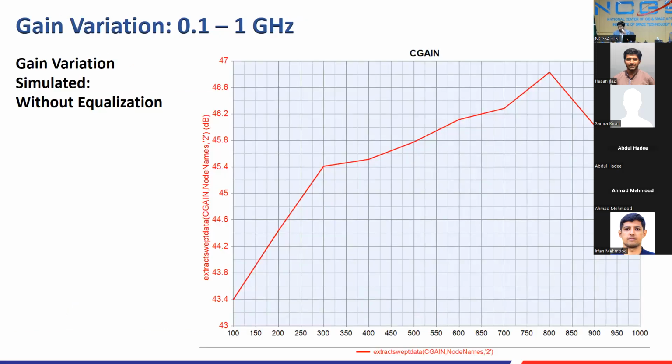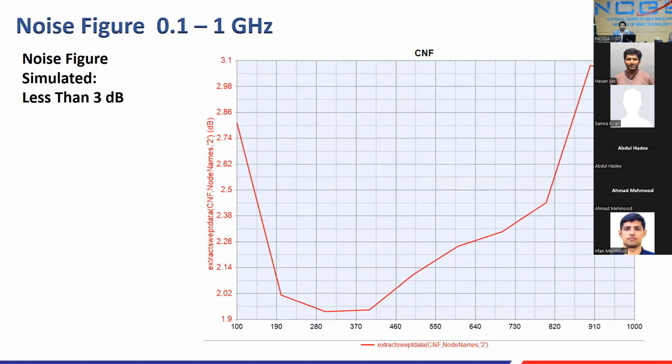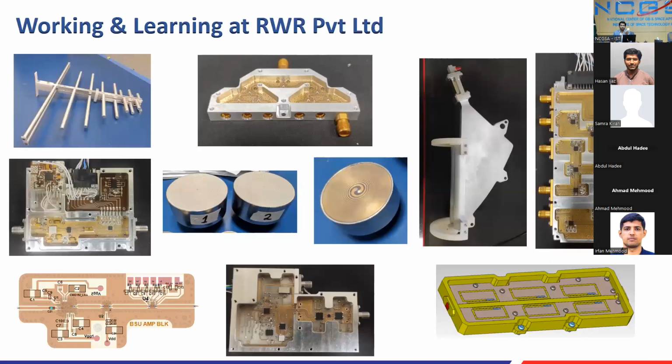Just for an overview, this is the gain variation of an unequalized gain. You can see how much variation it is. The noise figure for this is less than 3. Then finally, that's all from my side. We do a lot of things at RWR related to RF microwave systems, digital systems, PLL. So these are different contributions from my side to the company.